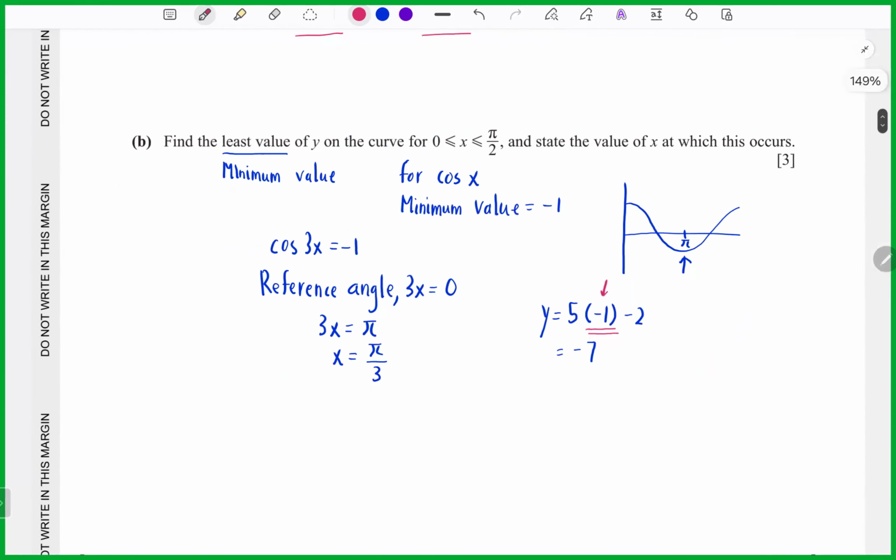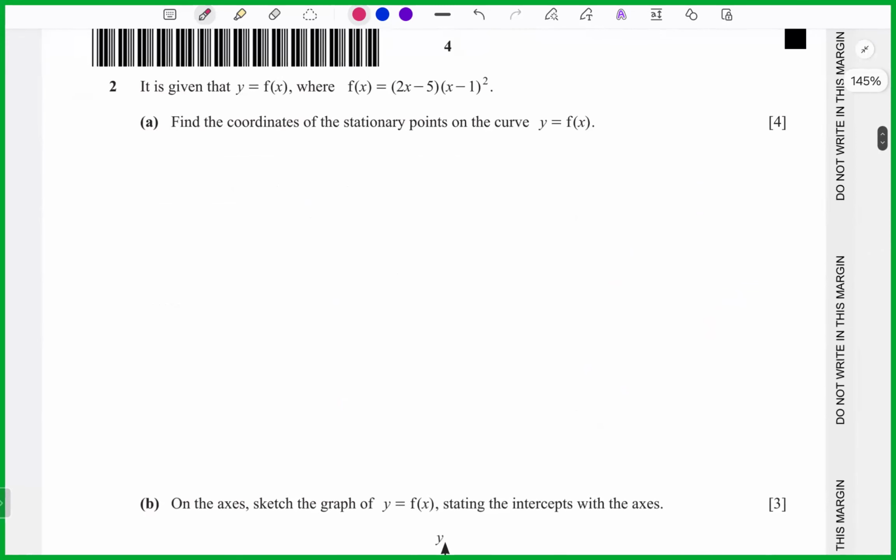We already finished. Now let's see question 2. Given that y equals f(x), where f(x) equals (2x minus 5)(x minus 1) squared, find the coordinates of the stationary point on the curve y equals f(x).